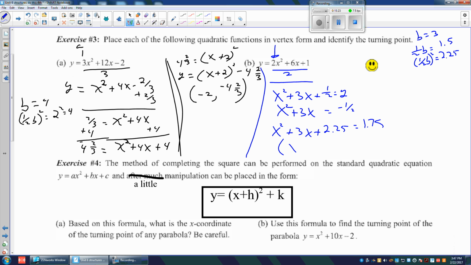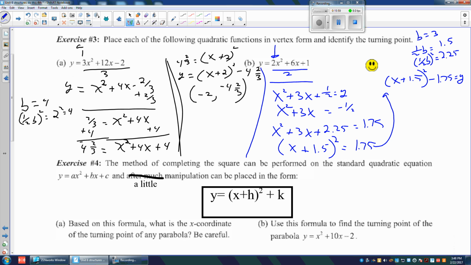Now, this factors very easily to be half of b. I love half of b squared equals 1.75. Now let's put it into vertex form right here. We have x plus 1.5 quantity squared. Subtract 1.75 from both sides. And I'm going to make that equal to y instead of equal to 0 because we want to have the whole equation. We want to look at the whole parabola.